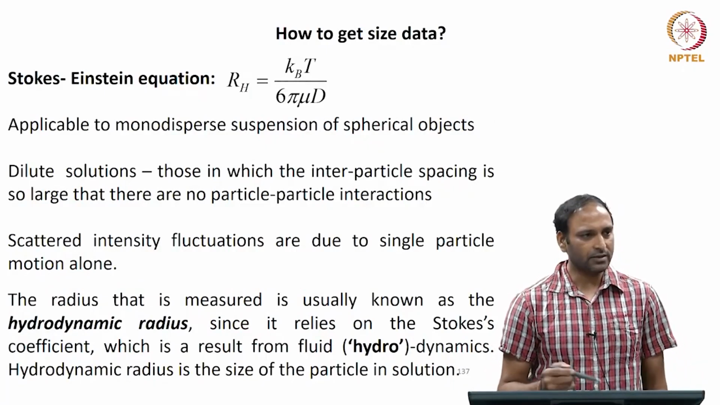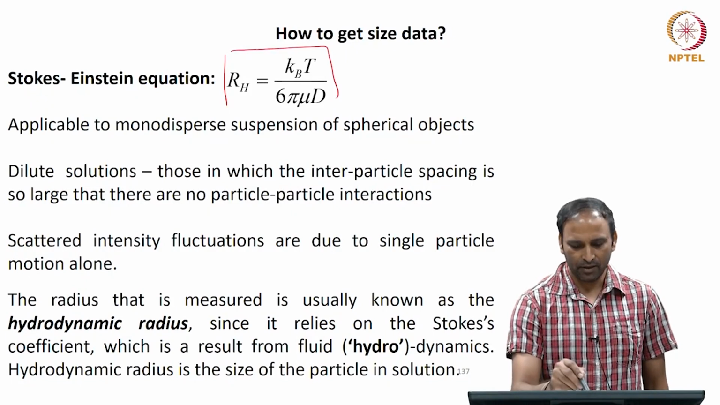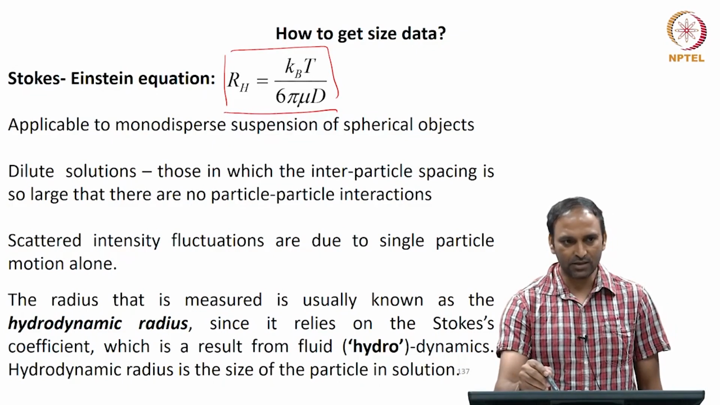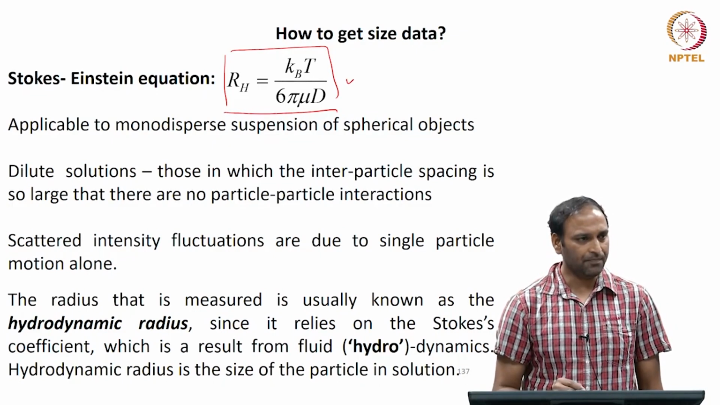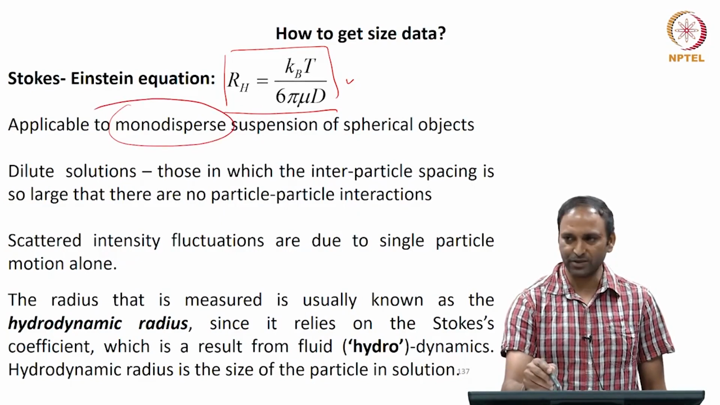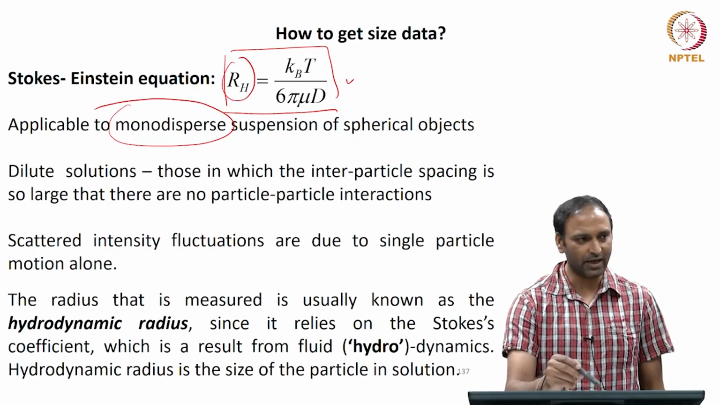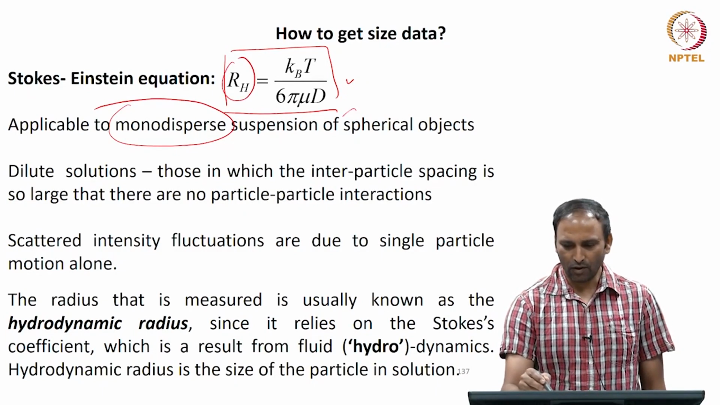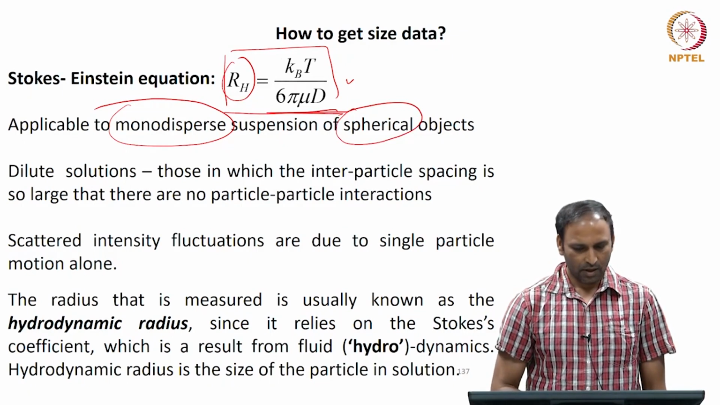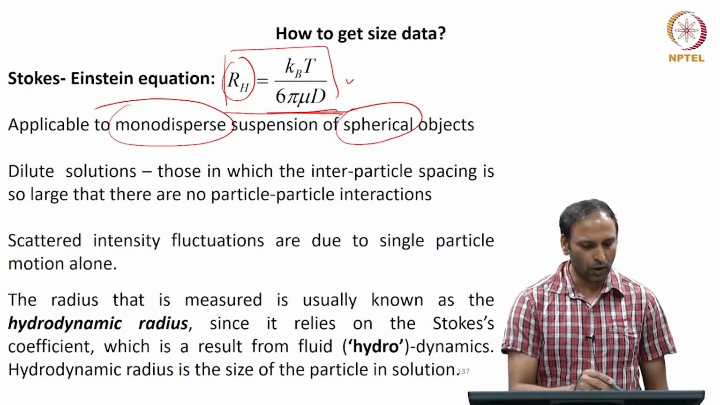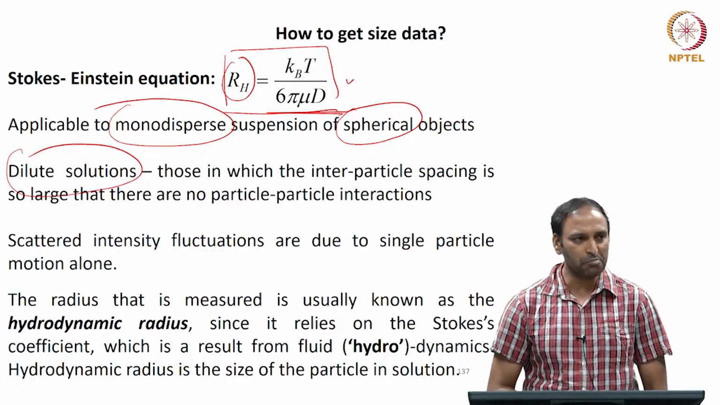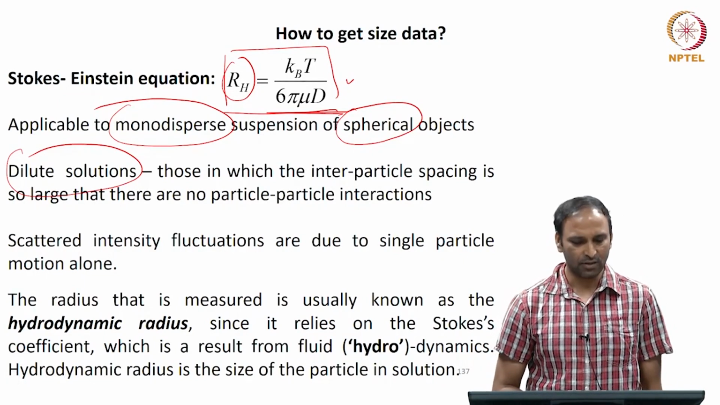Typically the size of the particles is measured by something called the Stokes-Einstein relation. This particular expression is applicable if you have monodisperse particles, because the particles are of the same size. And of course, it applies if the particles are spherical, and one has to ensure that you work with dilute solutions. This is one of the important requirements whenever you do DLS measurements.